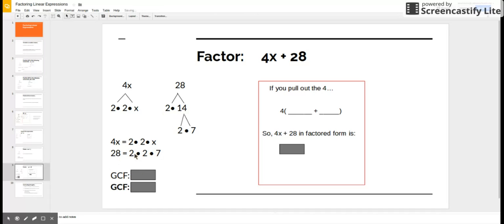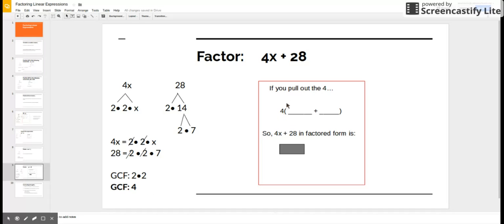So your GCF here, okay, well, what can you pull out from both of these? You can pull out a 2, right? I see a 2 here, and I can pull out another 2. I see a 2 again. So, I pulled out 2 2's now. So my GCF is 2 times 2, which gets me 4. I can pull out a 4 from both of these numbers.